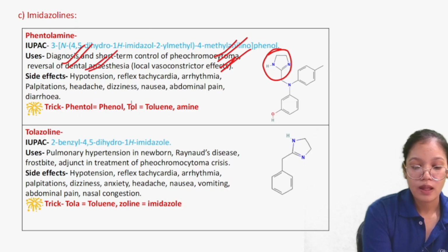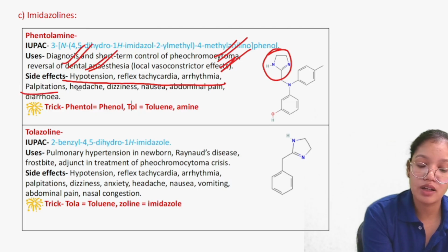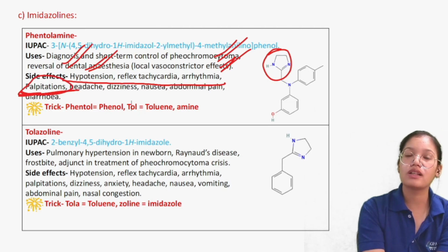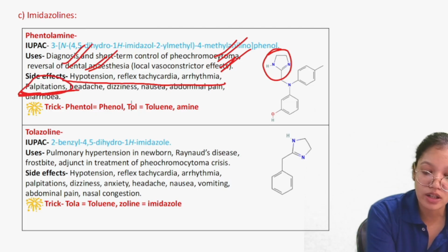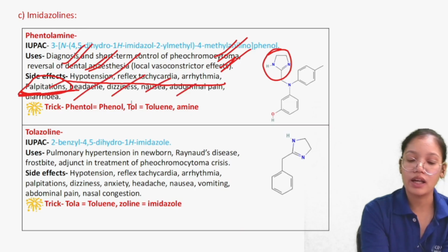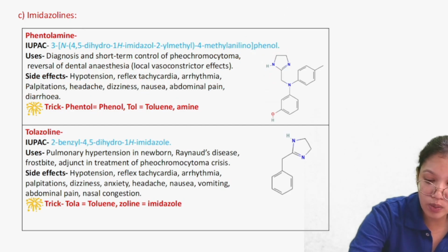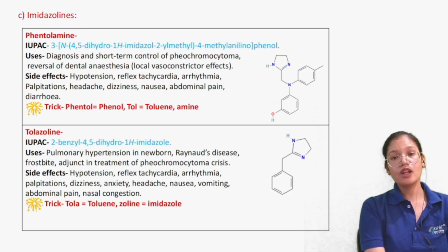Then side effects: hypotension, reflex tachycardia, arrhythmia, then palpitations. What are palpitations? Basically the irregular heartbeat can be called palpitations. Headache, dizziness, nausea, abdominal pain, diarrhea. So all that with phentolamine. Next we have tolazoline.